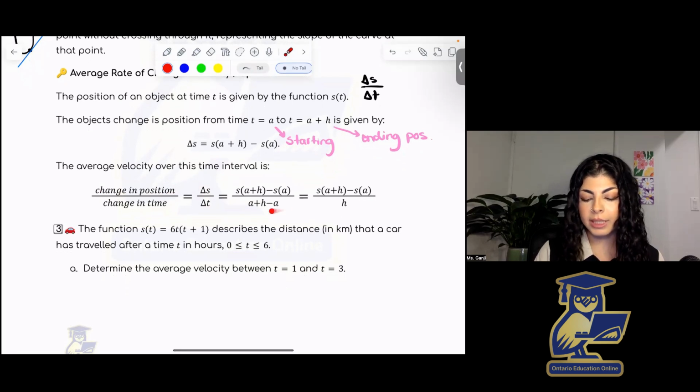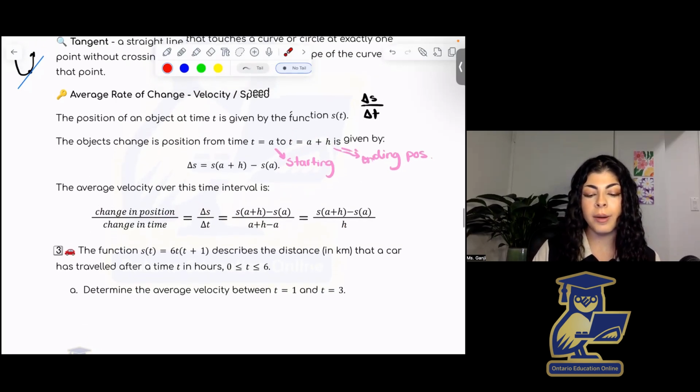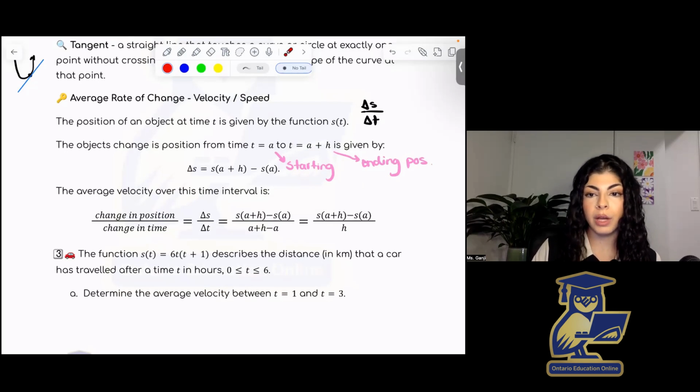And this can be represented now with the values of the function, so s of a plus h minus s of a. And in the denominator, our change of t is also that end time, which was a plus h, and our starting time, which was just a. So a plus h minus a, and this is just simplified to h. And this is the average rate of change for a moving object.